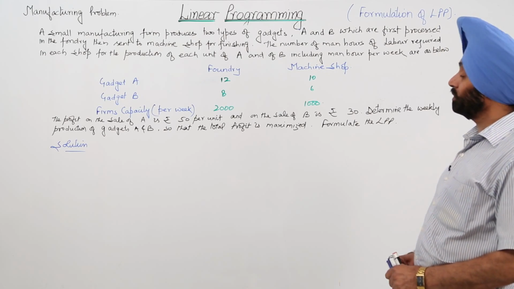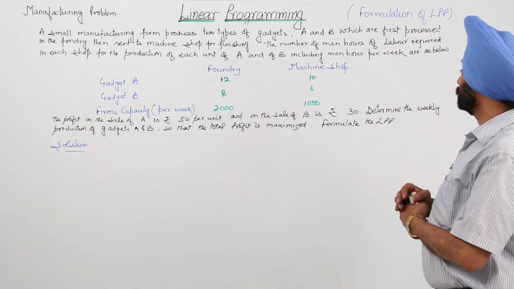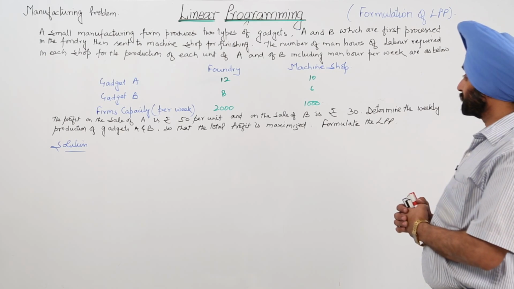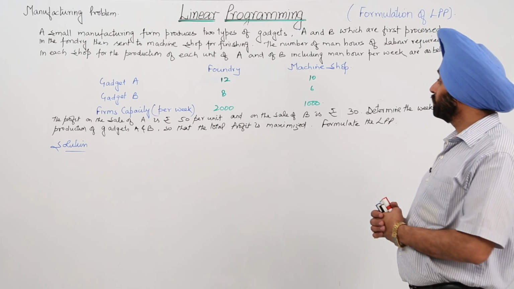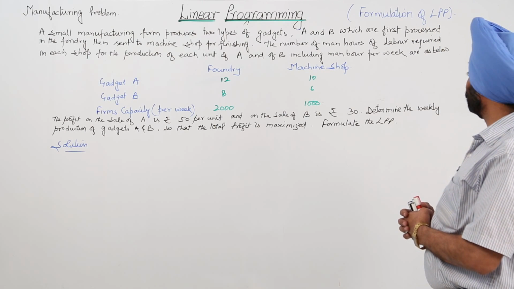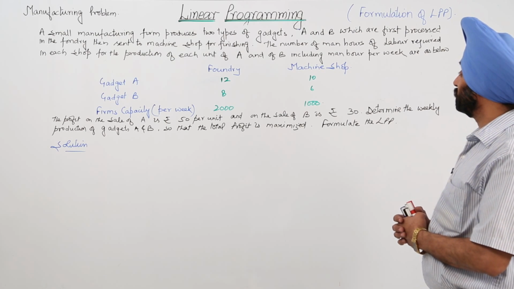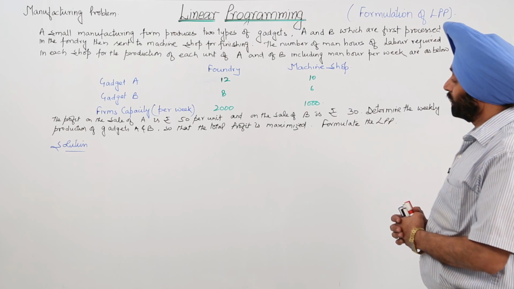Next, formulation for a manufacturing problem. Now a small manufacturing firm produces two types of gadgets A and B, which are first processed in the foundry and then sent to the machine shop for finishing. The number of man hours of labor required in each shop for the production of each unit of A and of B, including man hours per week, are as below.